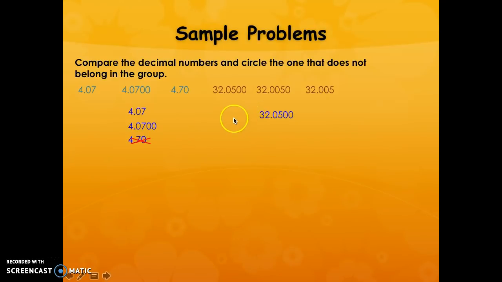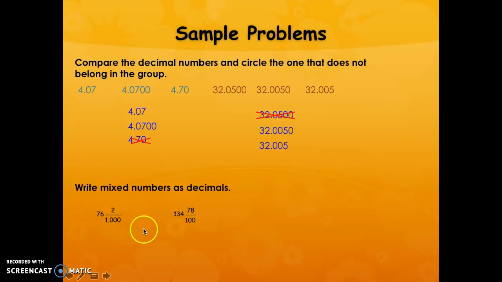Let's do the same with this one over here. Stack them up. You could do this in your math notebook, on a whiteboard, whatever. You can see that you've got 32. Your decimal lines up. There's a 0 in the tenths place. But now we can see that this number has a 5 in the hundredths place, and these 2 do not. So the bottom 2 numbers are the same. There's a 0 here, that means nothing. So the top number is the one that does not belong.